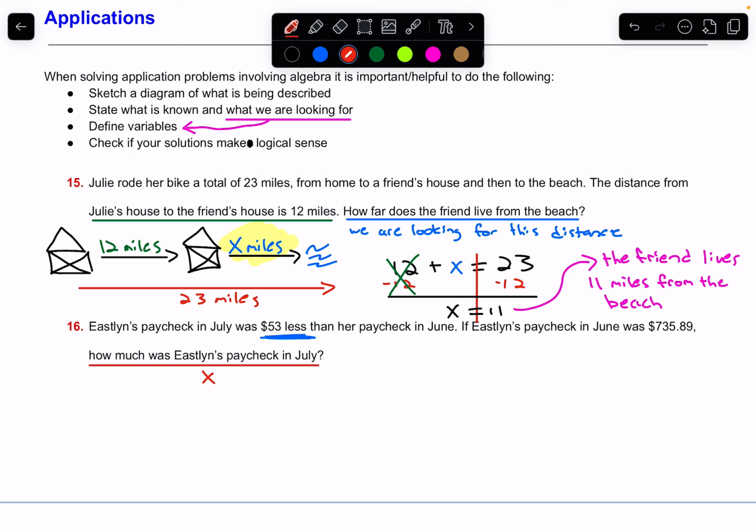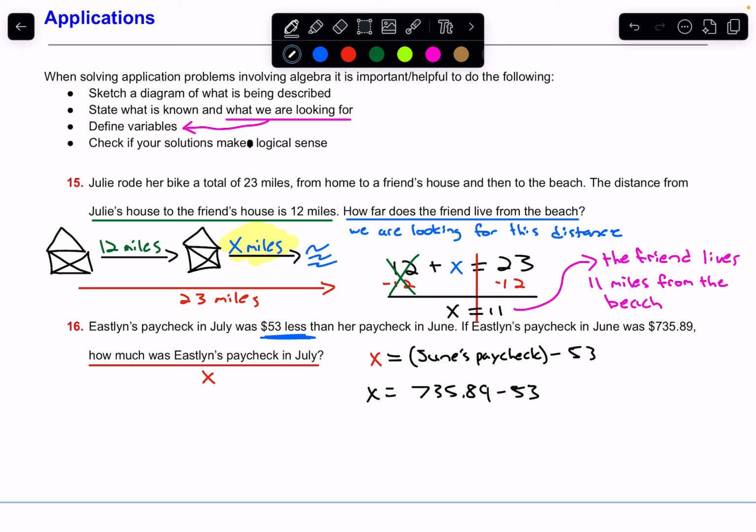And so then we're going to write an equation that represents this. X is equal to, and it's $53 less than her paycheck in June. So I can phrase this as June's paycheck, and then $53 less than that means to subtract 53. Okay, but then I know what June's paycheck was. It's the 735 number. So we can then say that X is equal to 735.89 minus 53.